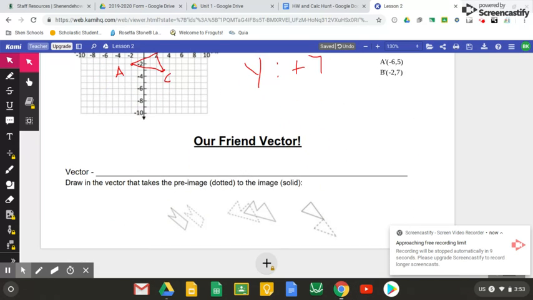And then there's going to be a little short video for this vector thing, like 10 seconds. So take it, try and get the definition down.